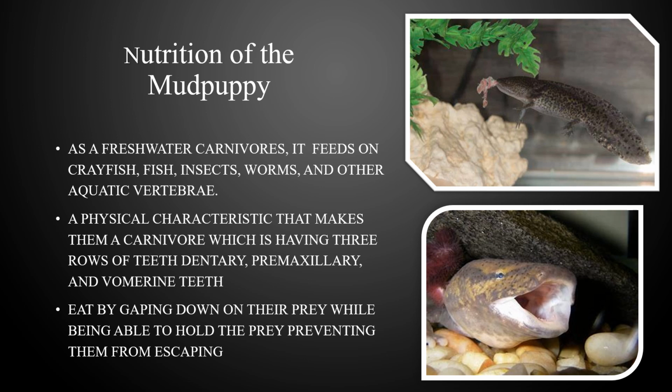The nutrition of the mud puppy is a very crucial part of this species because it is a freshwater carnivore, which is interesting due to it being a salamander. It usually feeds on crayfish, fish, insects, worms, and other aquatic vertebrates, which can even include other mud puppies as a sort of cannibalism. But this species is an opportunist forager. It's mostly going to forage at night for its food, and it's not really a territorial species. So it's going to just sit and wait and attack when the best opportunity for its prey appears.